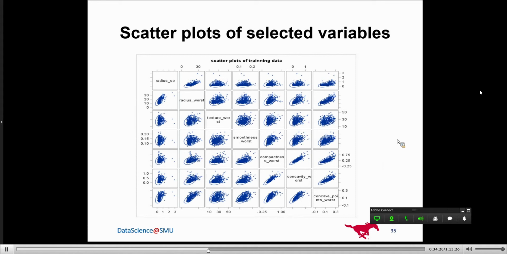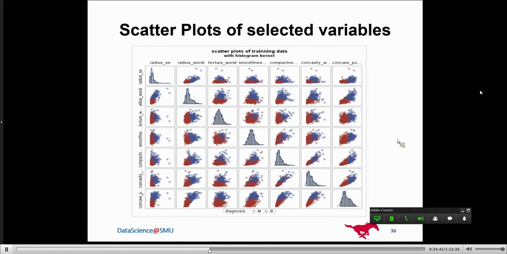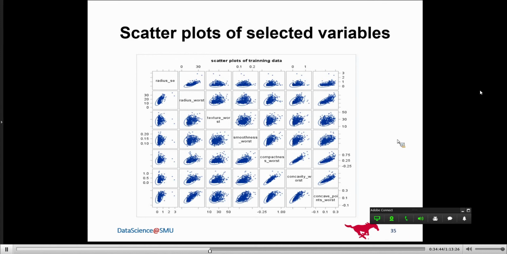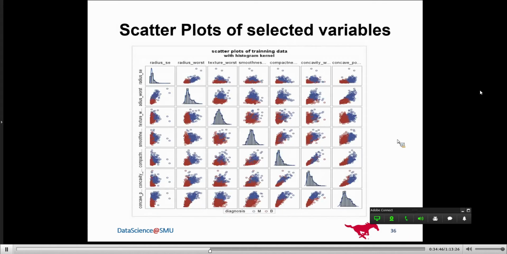This is a scatter plot of the chosen seven parameters. Usually, when we view this scatter plot, you can get a sense of the correlation between the variables. Next one. This is another scatter plot with the histogram of the variables. We can see that mostly they are in a normal distribution, except the first one.